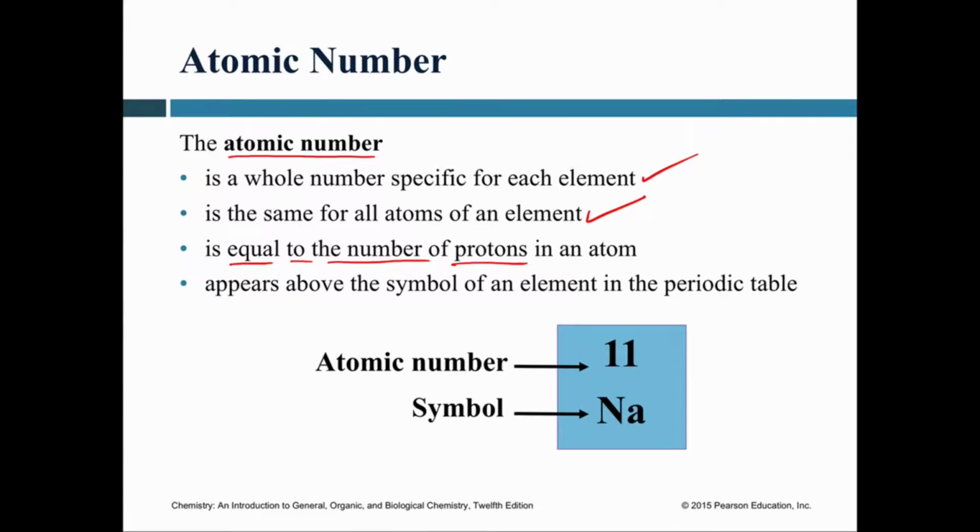It's the number of protons that dictate what an atom is and what element it is part of. So the atomic number is the number of protons found in the atom of an element. If the protons change, the element changes.